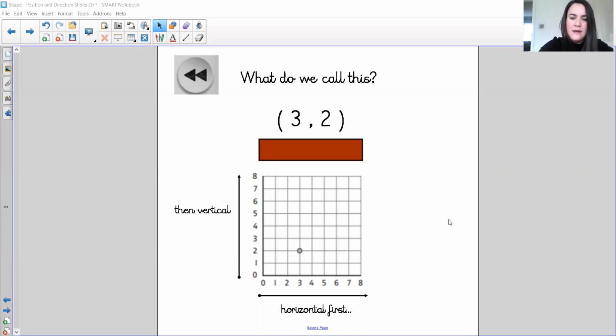As you can see, we're continuing our learning with position and direction. This is your last taught lesson in this unit, because tomorrow is going to be an end of unit recap. So it's going to be a recap of all of the things that you've done so far with position and direction. Next week's going to look a little bit different.